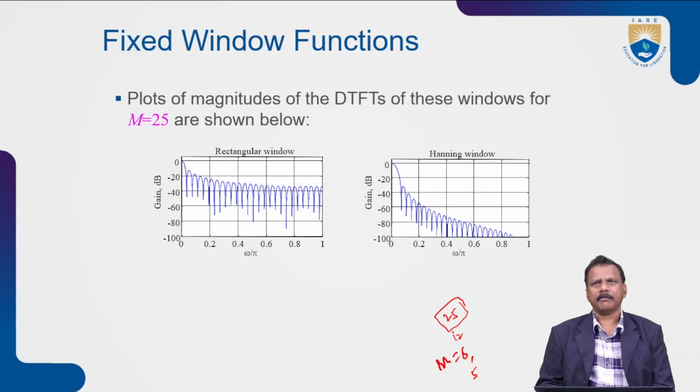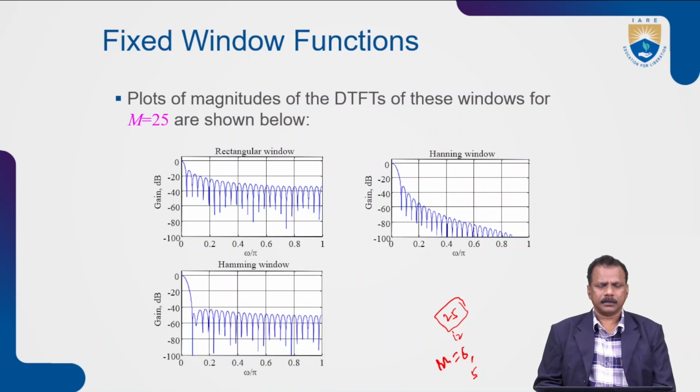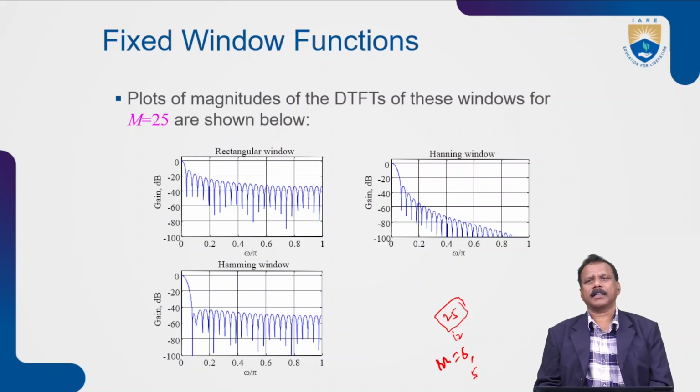Now come to the Hamming window. Here also the x-axis is ω/π and the y-axis is the gain in decibels. Now the Hamming window. Here we see how the side lobes and main lobes vary with the magnitude of the discrete time Fourier transform of these windows for M equal to 25. Like this, the Hamming window also shows how the main lobe and side lobes are reflected.